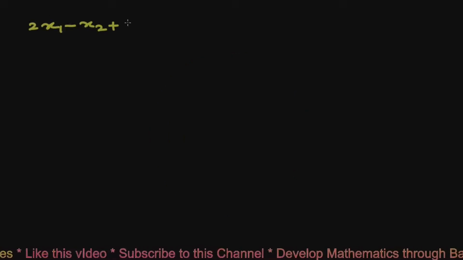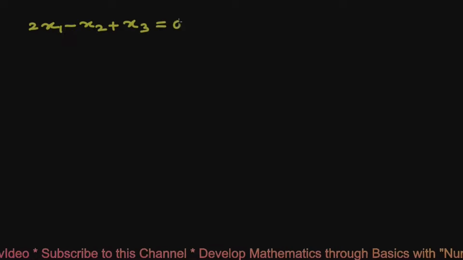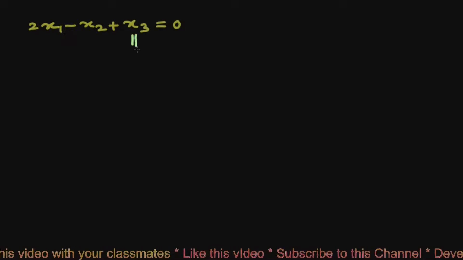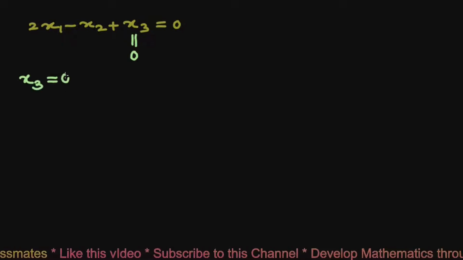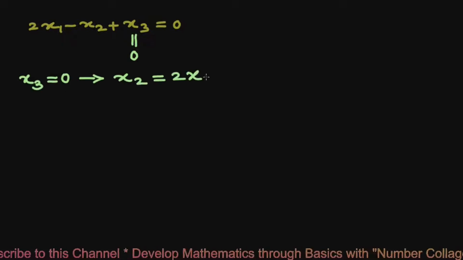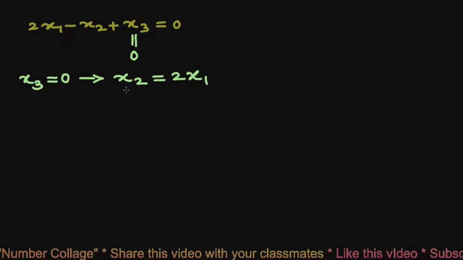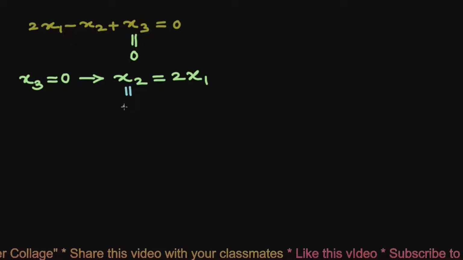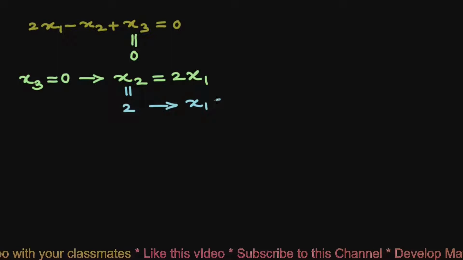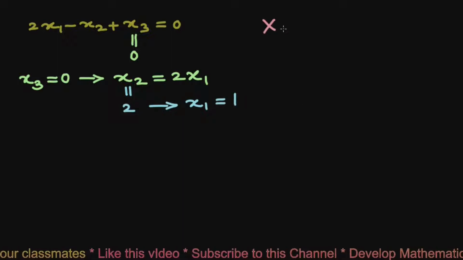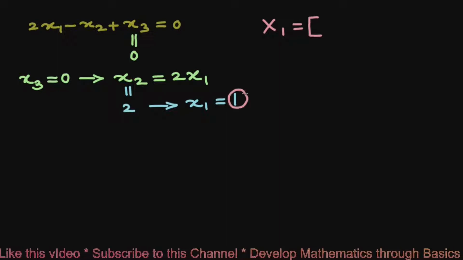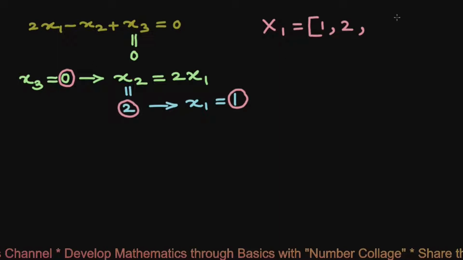We have the linear equation in 3 variables 2x1 - x2 + x3 = 0. In this equation, if we put x3 = 0, then we get x2 = 2x1. Here for convenience, if we put x2 = 2, then x1 will be 2 upon 2, that is 1. We write the first eigenvector X1 = [1, 2, 0].